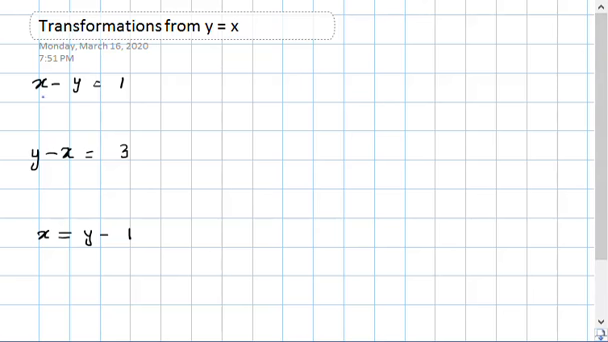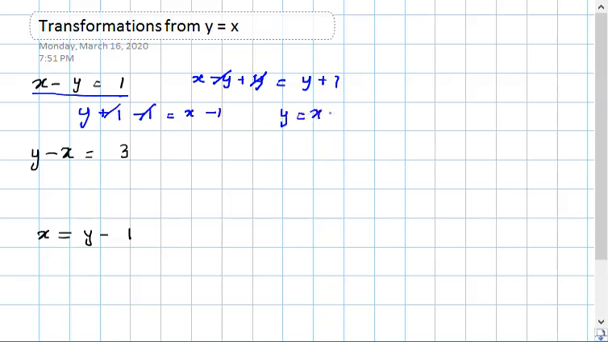In the first equation, x minus y is equal to 1. We can add y to both sides of the equation. So we get x minus y plus y is equal to y plus 1. Here minus y and plus y cancel, so we are left with y plus 1 is equal to x. If we subtract 1 from each side, we get y plus 1 minus 1 is equal to x minus 1. Again plus 1 and minus 1 cancel, so we are left with y is equal to x minus 1. That's our first equation.